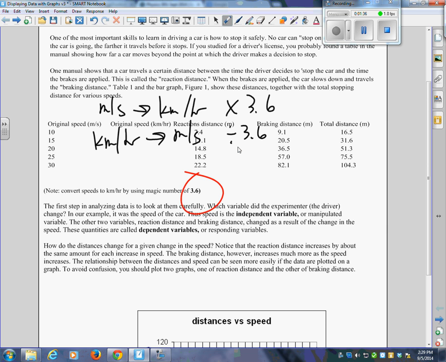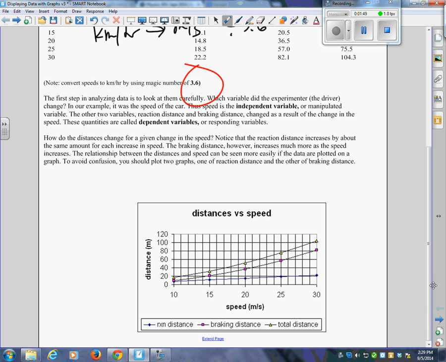What does independent and dependent variable mean? Anyone remember from yesterday? Independent is the one that you change. Yep. Dependent variables are the ones that change because of it, right? Excellent. And on a graph, the independent is on the x and the dependent is on the y.